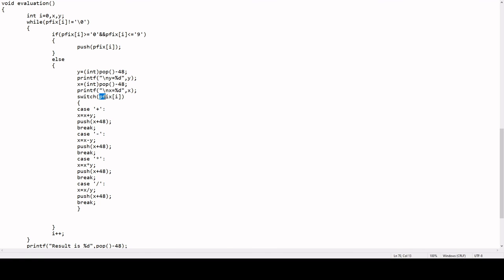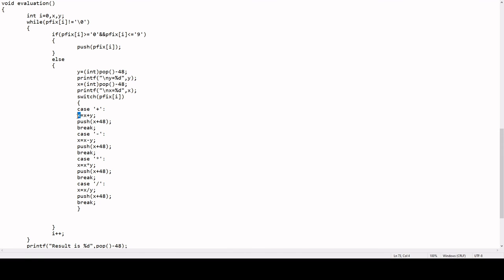So prefix of I is my current symbol, which is an operator. Depending upon which operator I have come across, the case would be executed. Just assume that the operator is plus. In that case, we have got the value in x and y. Y is our second operand, x is our first operand. I am utilizing the same variable x in order to store the result. Now once the result is computed and stored in x, we have to push that result onto a stack.